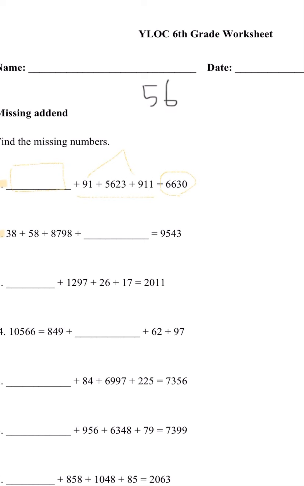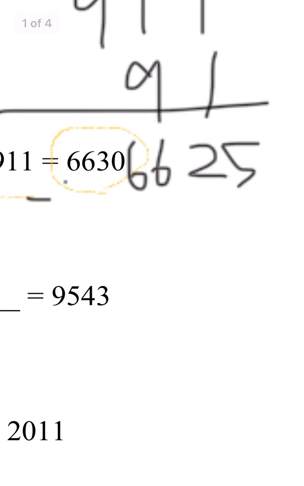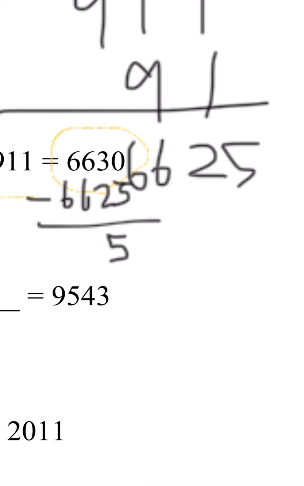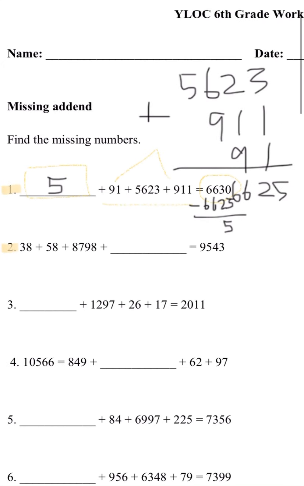That's 5,623 plus 911 plus 91. Okay, and then when we add that, we get a sum of 6,625. Now we're going to subtract the 6,625 from 6,630. Okay, and then when we subtract, we get 5. And so the missing number was 5.